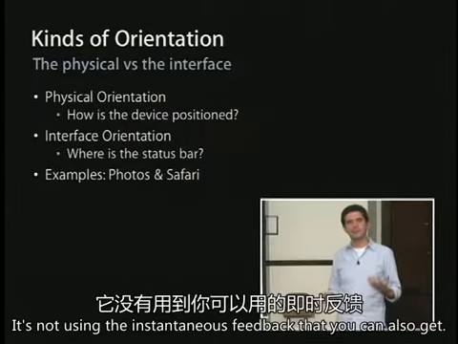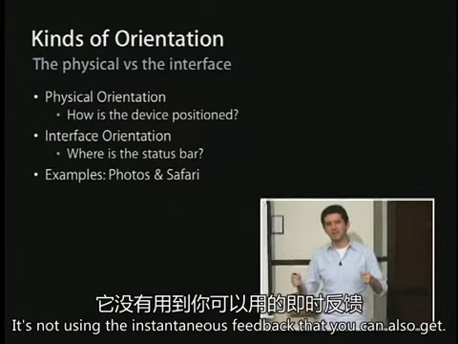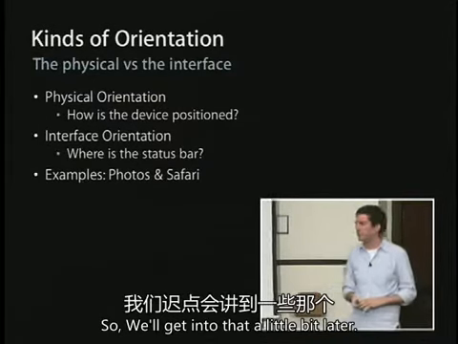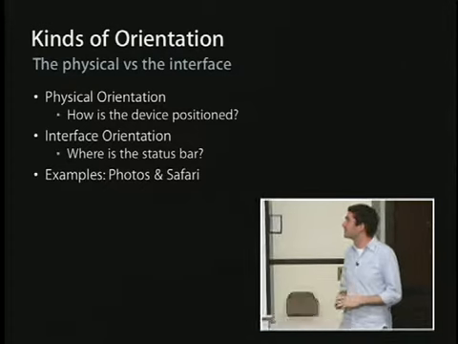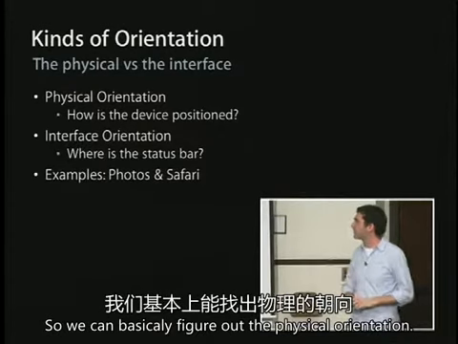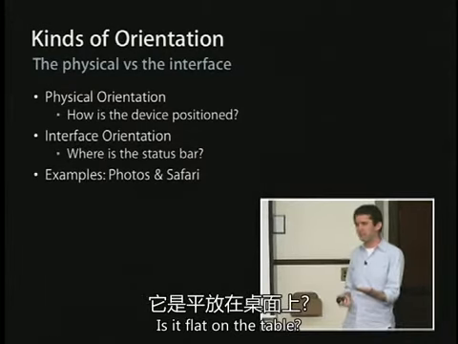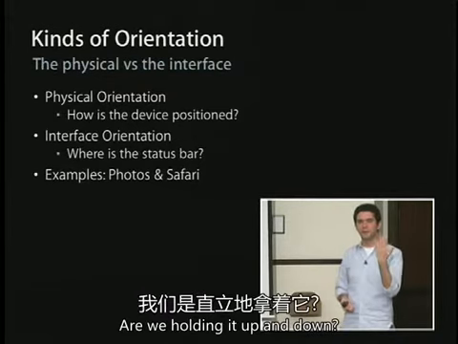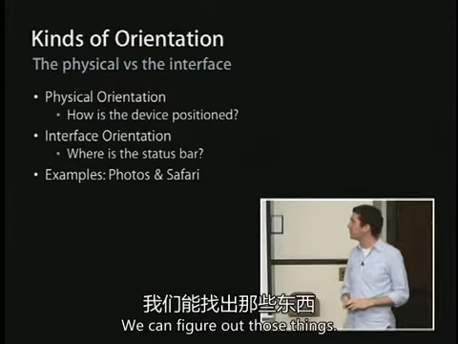It's not using the instantaneous feedback that you can also get. We'll get into that a little bit later. But this is interesting just on its own. We can basically figure out the physical orientation. Is it flat on the table? Is it flat upside down? Are we holding it up and down? Is it portrait? Is it landscape? We can figure out those things.